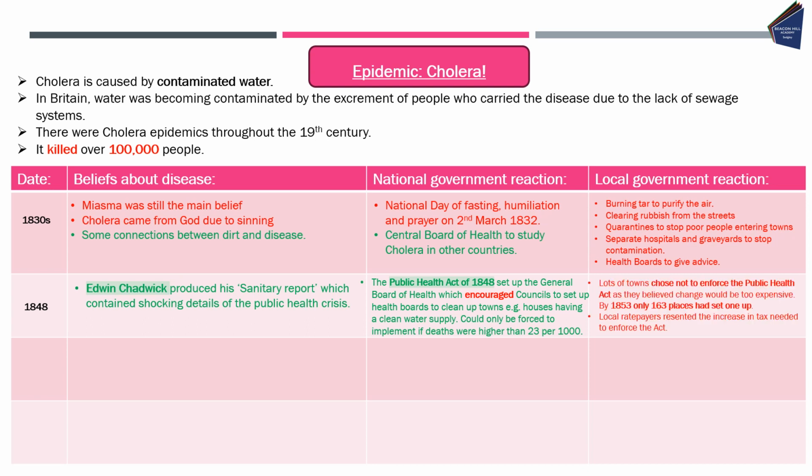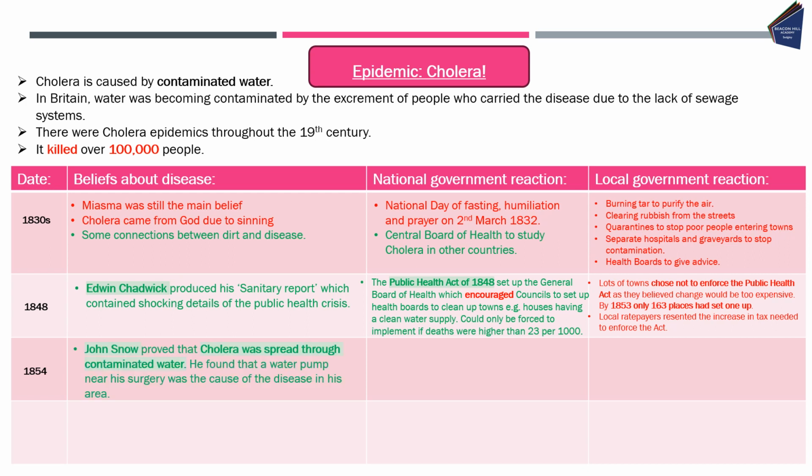So lots of towns choose not to enforce this Public Health Act because they believe that change would be too expensive. They're going to have to raise taxes to cover this. And by 1853, only 163 places had set one up. The local ratepayers or taxpayers resent the increase in tax needed to enforce the Act, which means that very few places enforce this Public Health Act. So it has limited results.